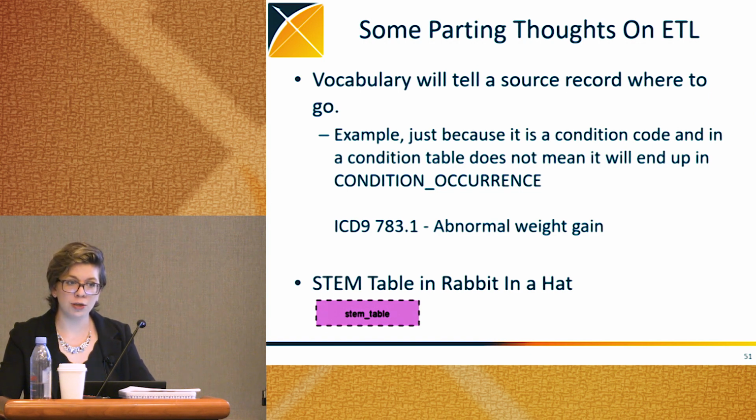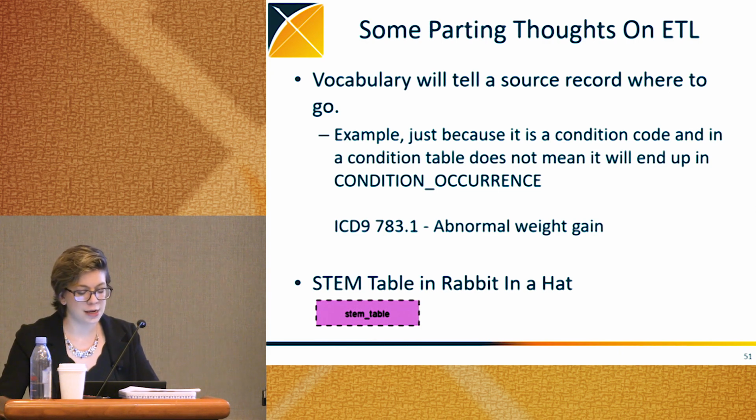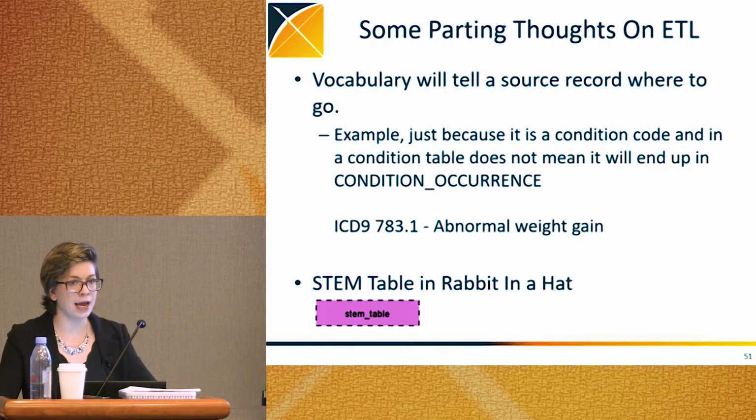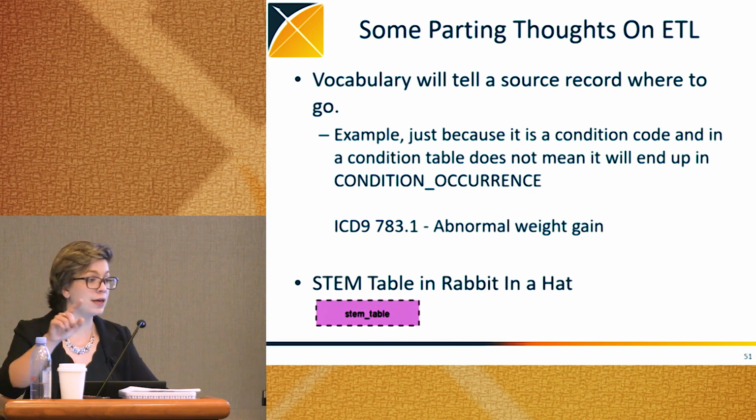We're not going to go into too much detail about this second point. But for people who have been involved with ETLs in the past or are DBA type people, this might be a familiar concept. There is a way within the White Rabbit and Rabbit in a Hat tool for you to map to something that we call a stem table. It's this idea that you can map all your data tables to this one big conglomerate table instead of mapping tables to tables. So what we've done is map the condition table to the condition occurrence table.